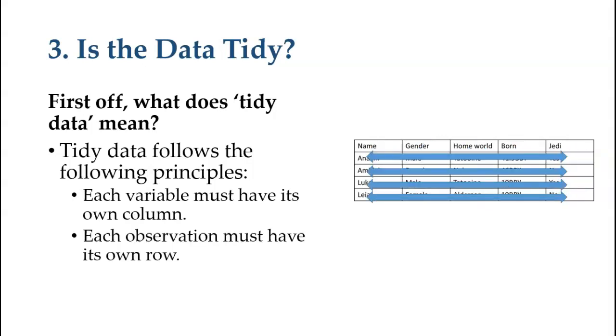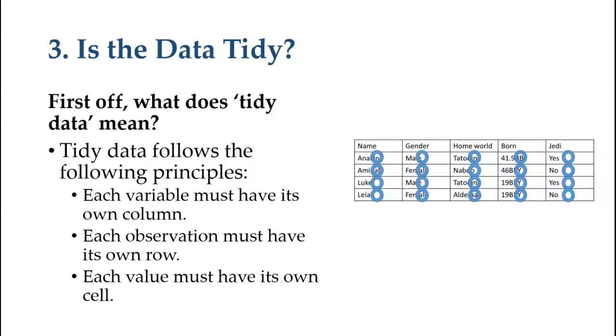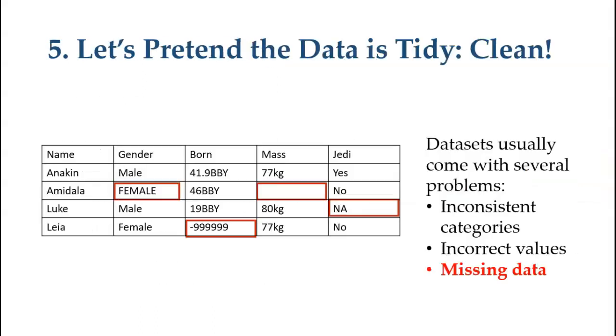Similarly, each observation of your data set is going to have a row, and you're not going to have two rows for the same observation. And finally, each value has its own cell. Okay, so imagine that we have tidy data, because as I said, untidy data is difficult to shape, but you need to learn later how to shape it. Okay.